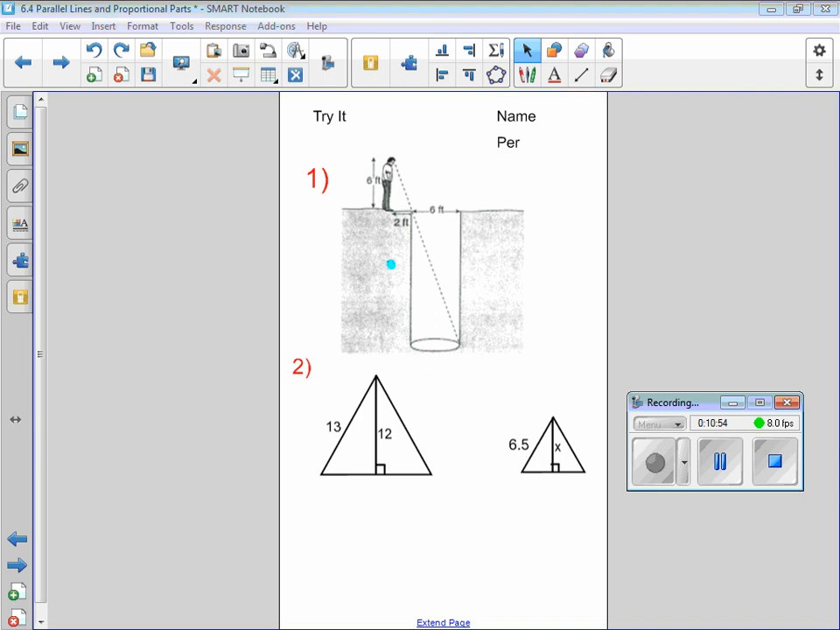All right, and there you have it. We have our try it problems. We have two problems to do. If you can't do two problems, I'm not sure what your plan is. There's two pretty basic questions. If you have any struggle with these, come and see me before they're due next class. All right, see you guys next time.